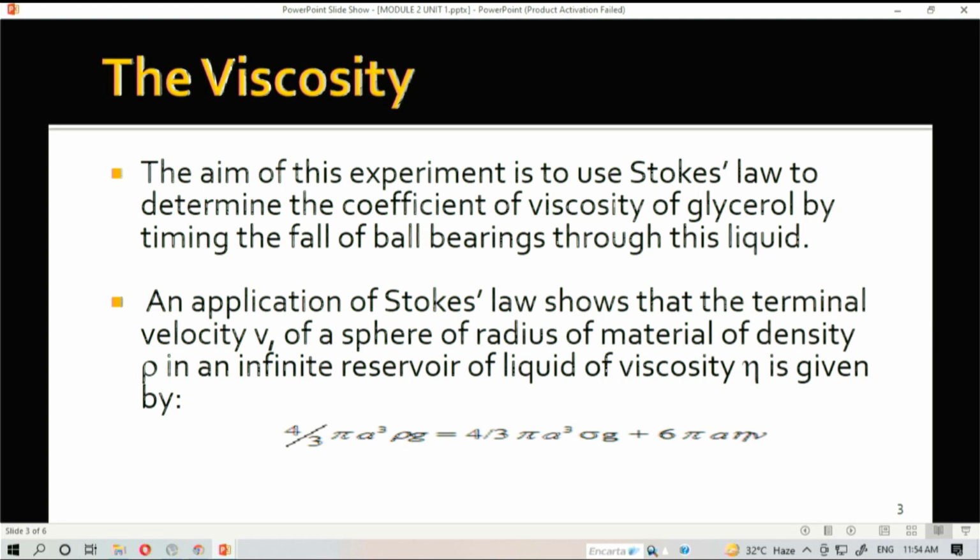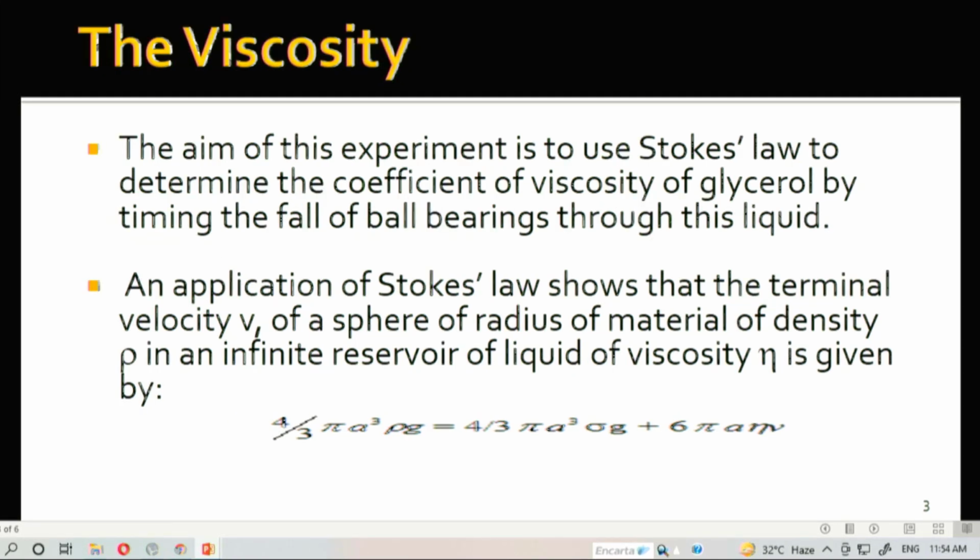The aim of this experiment is to use Stokes' law, like I mentioned, to determine the coefficient of viscosity of glycerol by timing the fall of ball bearings through this liquid. An application of Stokes' law shows that terminal velocity V of a sphere of radius a, of material of density rho, we are using V to represent the terminal velocity, and we are using rho, as you can see, to represent the density of the material, in an infinite reservoir of liquid of viscosity eta.